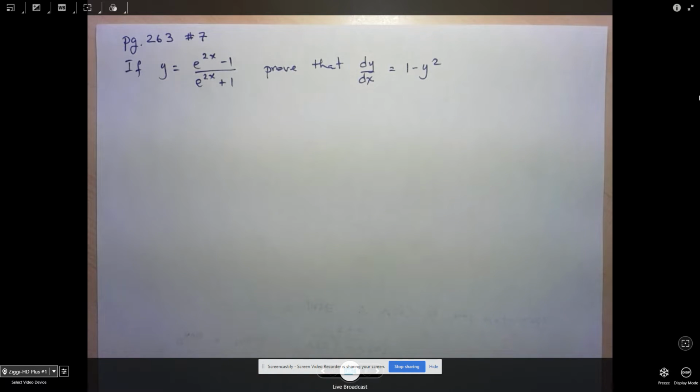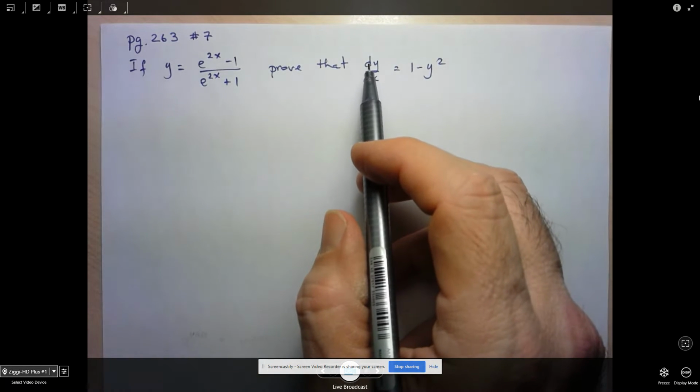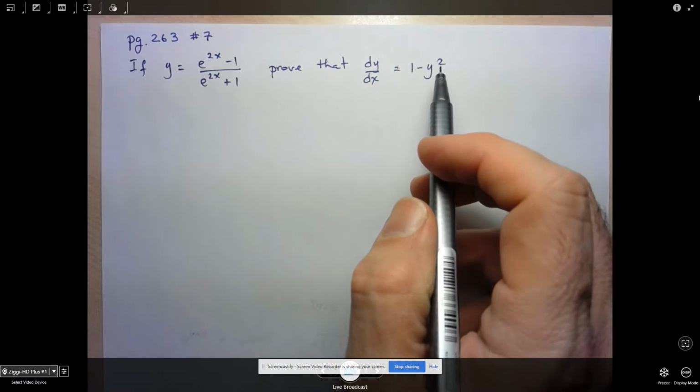Hi folks, we're going to take a look at number 7 from page 263. So they give us this function here, and they want us to prove that the derivative of this function is equal to 1 minus that function squared.